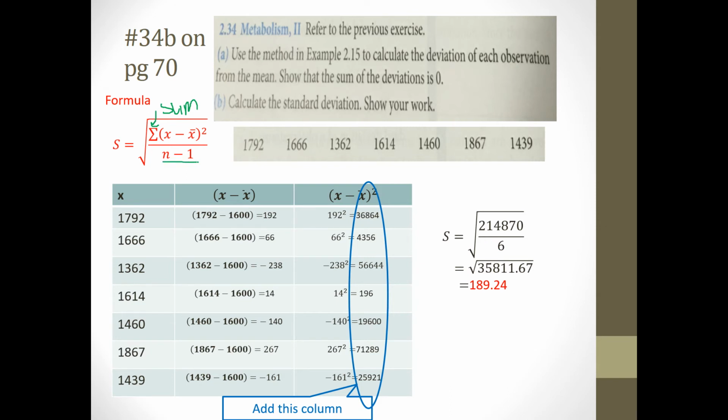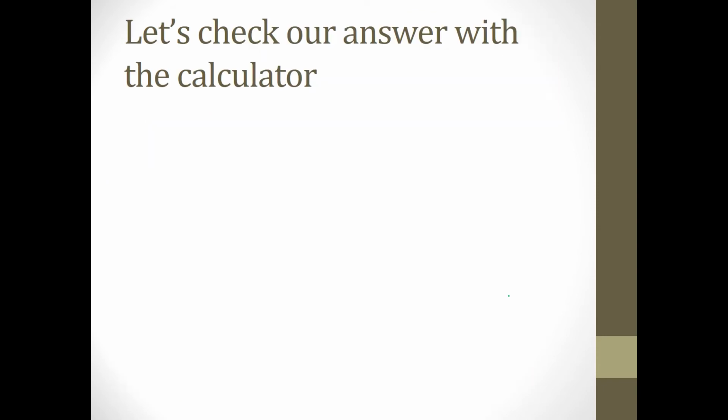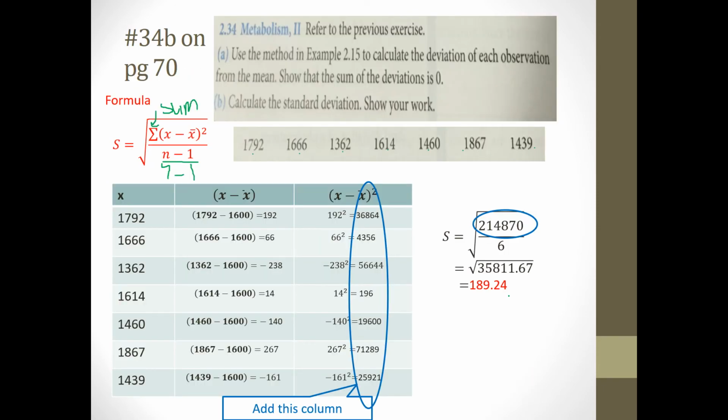Okay, so the denominator over here says n minus 1. So I have 1, 2, 3, 4, 5, 6, 7. So 7 minus 1 is going to give me 6. I'm going to divide those numbers. So 214,870 divided by 6 is going to give me 35811.67. And then I take that number and square root it, and I get 189. Okay, so the 189 is the standard deviation from the average.